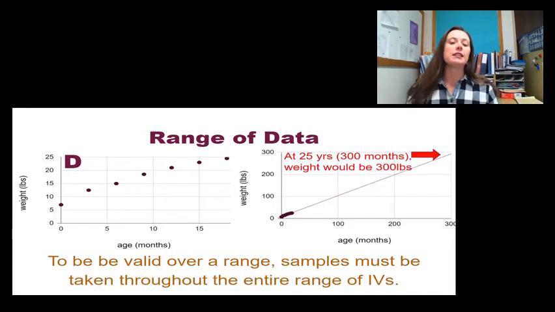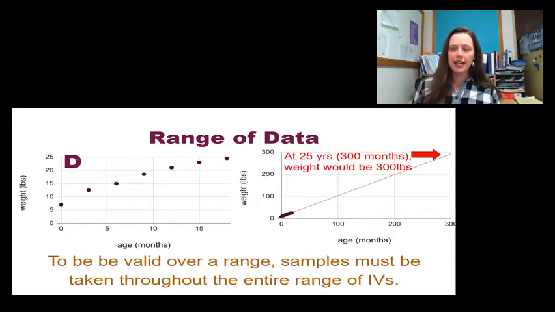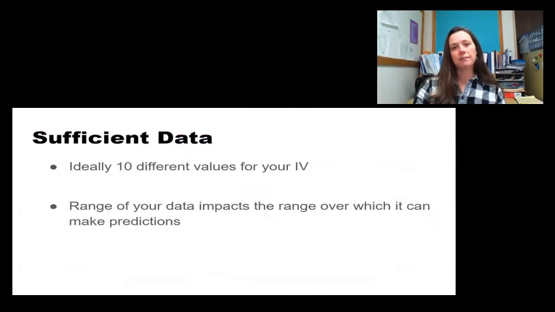And so we said that to be valid over a range of data, samples should be taken throughout that entire range of independent variables. So if you want to be able to predict something 25 years down the line, you shouldn't stop collecting data at a year and a half. You need to collect data closer to where you're going to be making a prediction. Now, sometimes the reason we're collecting data is to make a prediction of something we can't see yet, but we want to be as close as we can to the time frame or the scale of the independent variable that we're trying to make predictions with. Okay, and that's what we meant by having an adequate range of data.